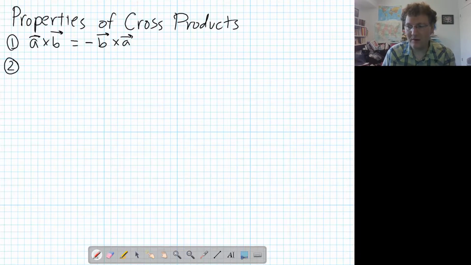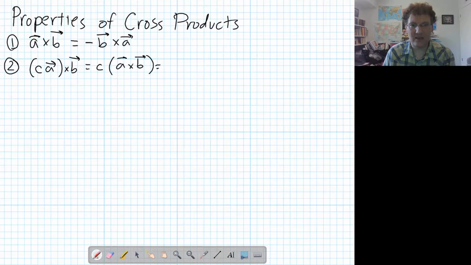Now the distributive, I'm sorry, this is the associative property of scalar multiplication. Some scalar times the vector A cross B is the same as the scalar times A, cross B, which is also the same as A cross the scalar times B. So you could have that scalar in either of these places. You can in fact factor a scalar out of the whole situation.